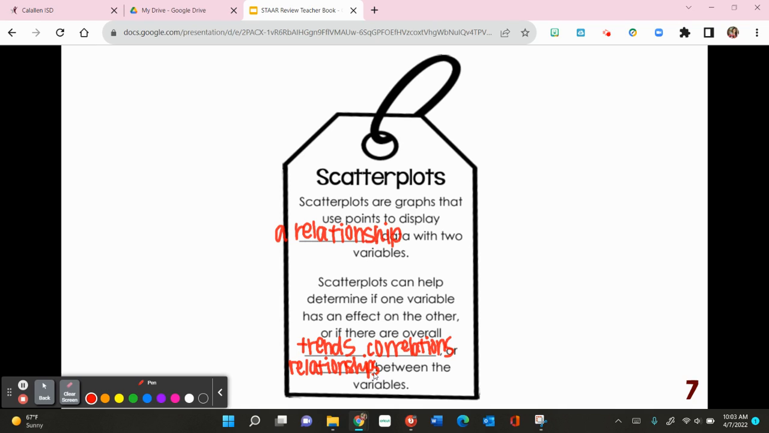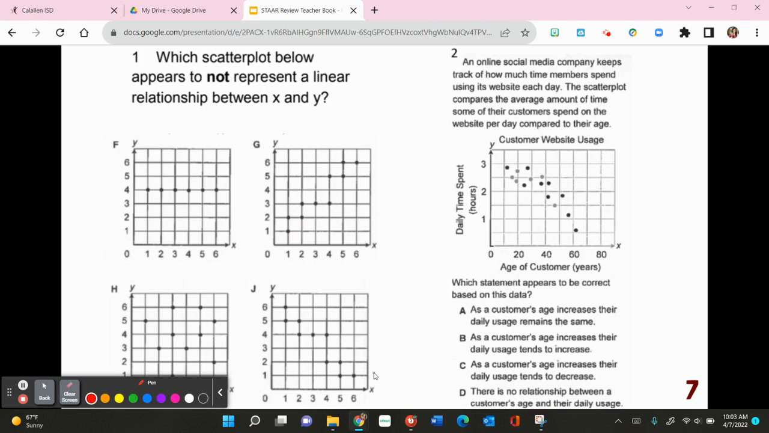So now we're going to go ahead and open up this foldable to number 1. So for number 1, it says, which scatter plot below appears to not represent a linear relationship between x and y? So when we see this word linear relationship, remember this means that it follows a straight line. That doesn't necessarily mean it has to form a straight line, just that it follows it. So when we look at F, I see that these points are all in a row and they follow a straight line, which means it is linear, which means F cannot be my answer.